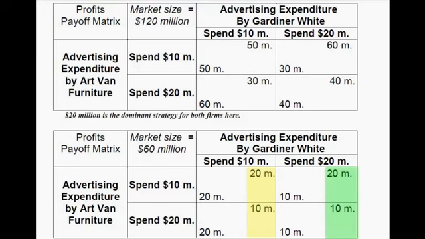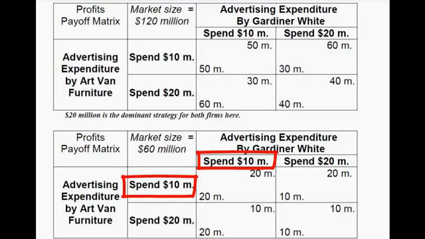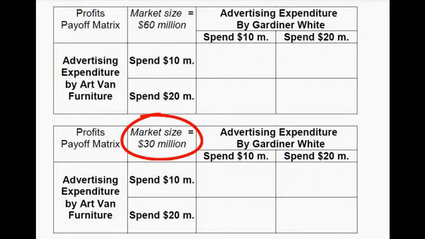Because Gardner White has nothing to lose by increasing its expenditure to $20 million, it will proceed to do that, and this will cause Art Van's profits to go down from 20 to 10 million. What will the outcome be? It is hard to say at this stage, but each firm recognizing that increasing expenditure will not cause it to make a benefit, will probably stay with 10 million as its expenditure. When the market size is greater than 60 million, then we will have the prisoner's dilemma outcome. But when the market size is at 60 million or lower, we're going to have the firms staying at the lower level of expenditure.